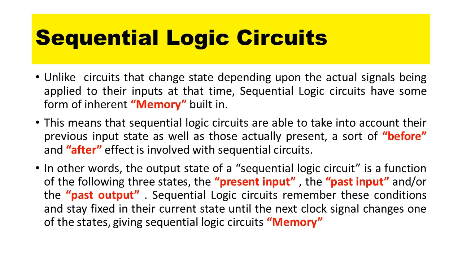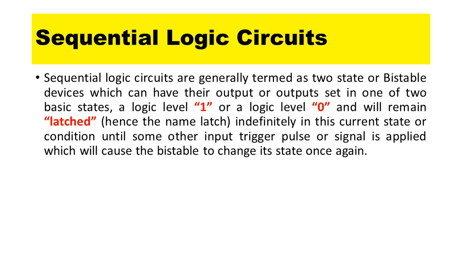In other words, the output state of a sequential logic circuit is a function of the following three states: the present input, the past input, and the past output. Sequential logic circuits remember these conditions and stay fixed in their current state until the next clock signal changes one of the states, giving sequential logic circuits memory.